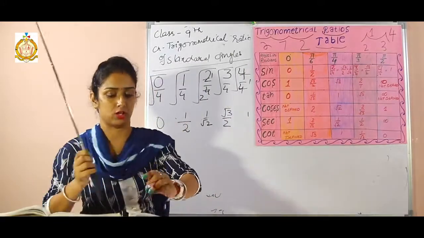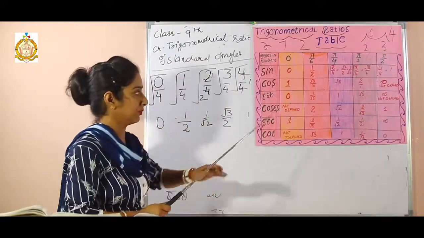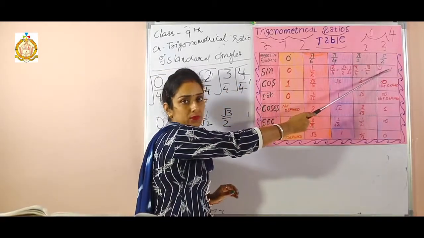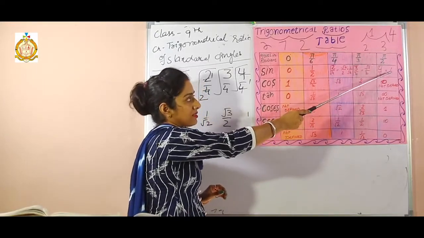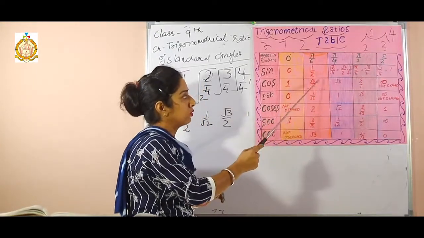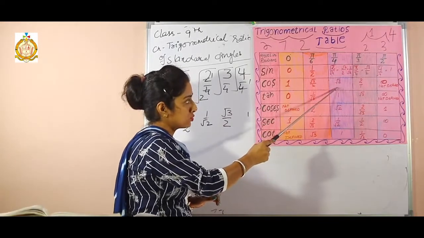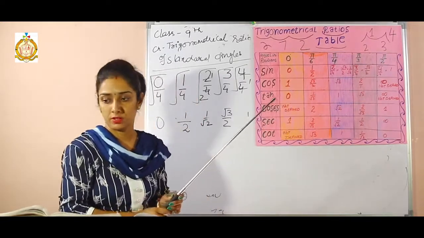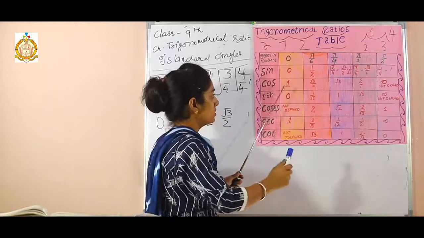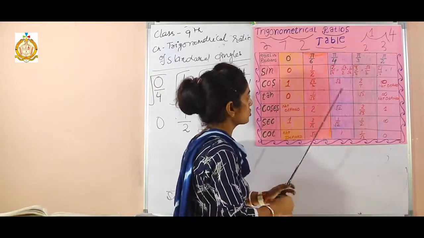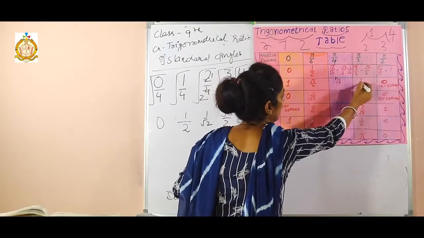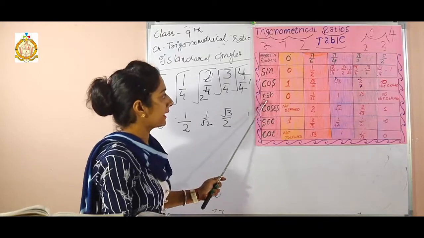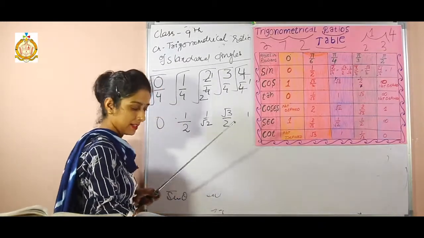Now come to the second column. See, in the second column, the value of cos. How do we write it? We start from the last. First of all 1, then under root 3 by 2, then 1 over under root 2, then 1 over 2 and that is 0. Right? So under root 3 by 2, then 1 over 2, and that is 0. Right? Now after that, tan theta.